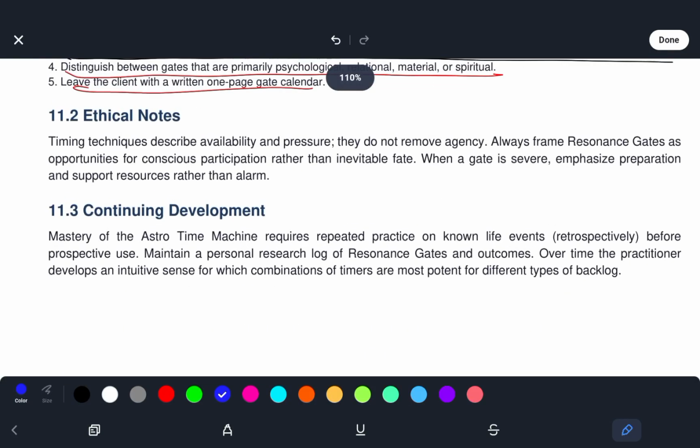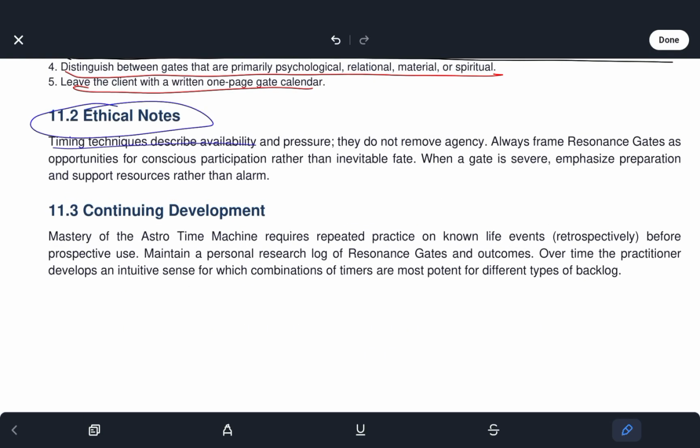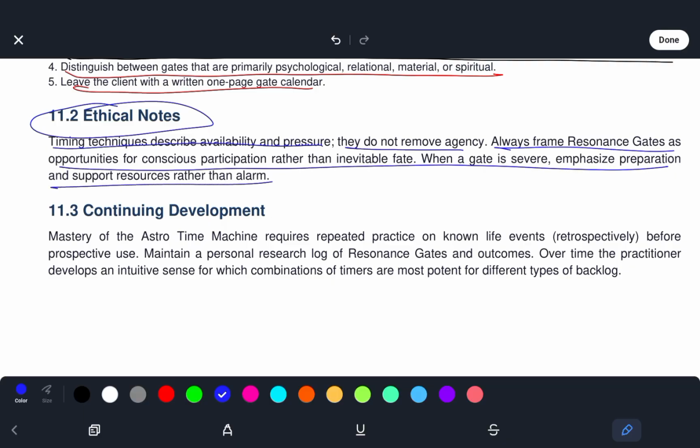Ethical notes. Timing techniques describe availability and pressure. They do not remove agency. Always frame resonance gates as opportunities for conscious participation rather than inevitable fate. When a gate is severe, emphasize preparation and support resources rather than alarm.